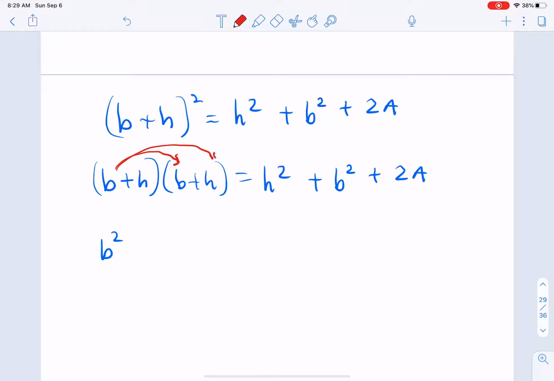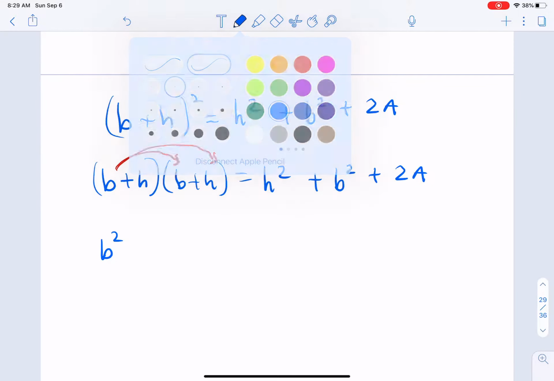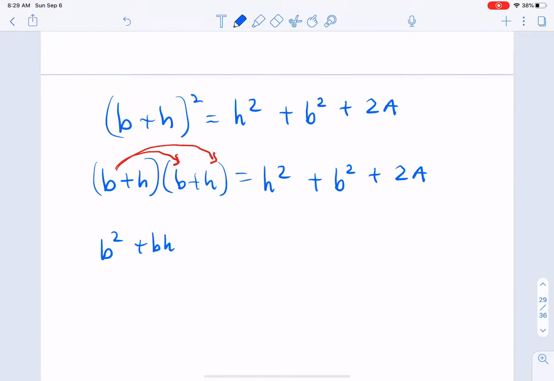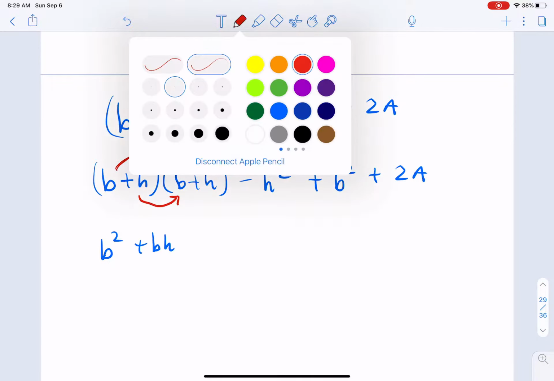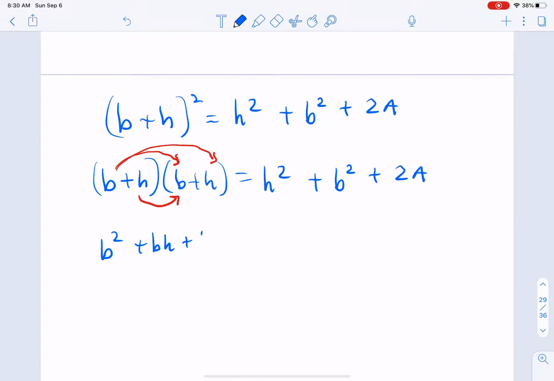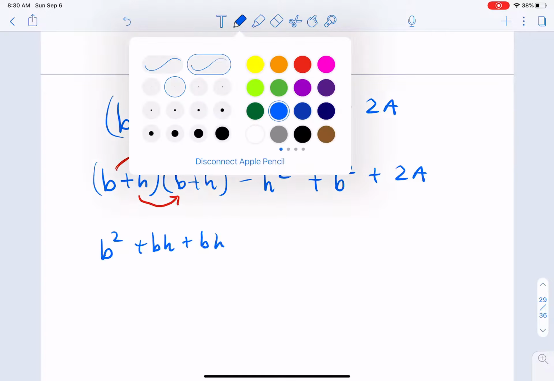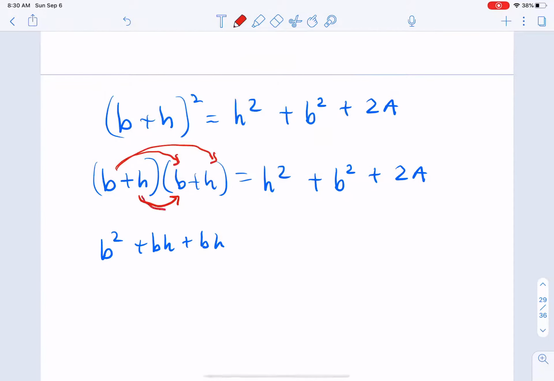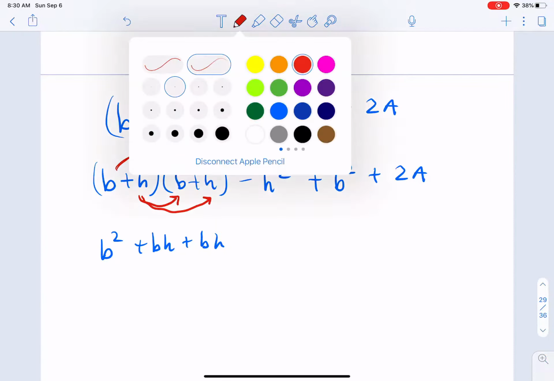B times h is bh. Okay, and let's see, what else do we have? We have an h times, that should be red. Just a second, guys. Okay, we have an h times b. H times b, it's multiplication, so h times b is the same thing as b times h. I'm going to write it in that order to make it look prettier. All right, and then one last one. H times h, we have an h squared.